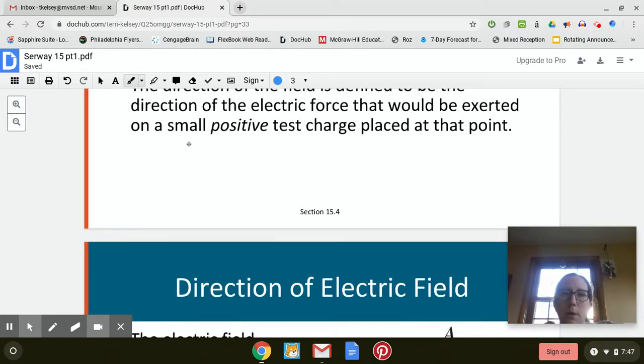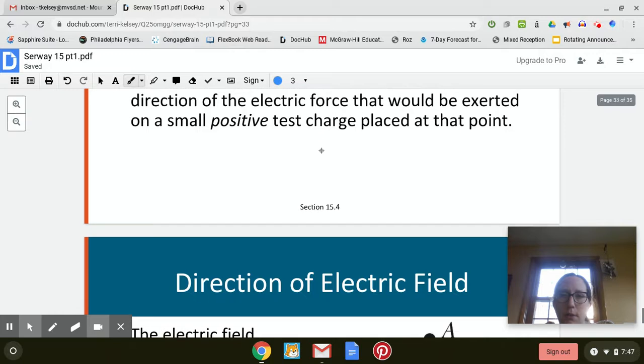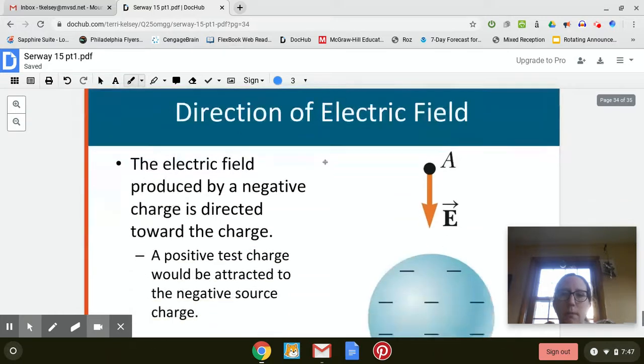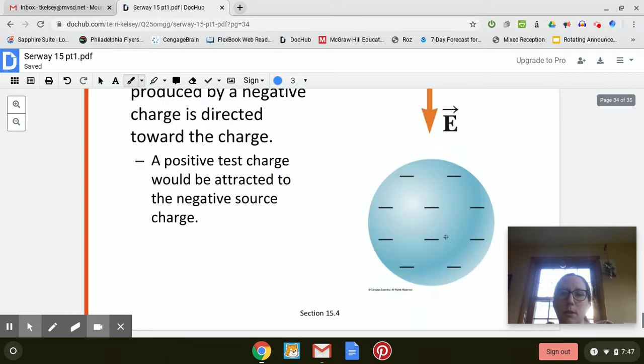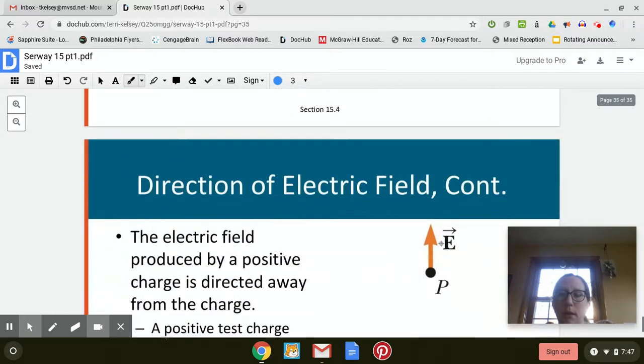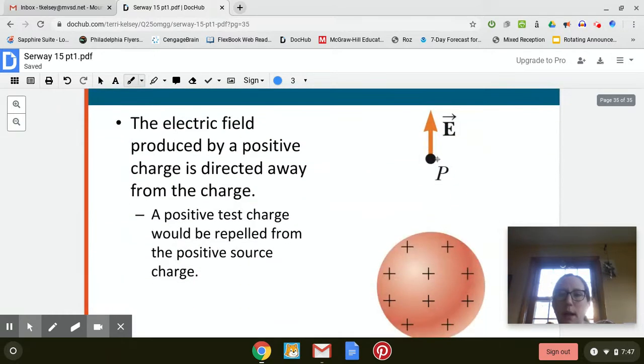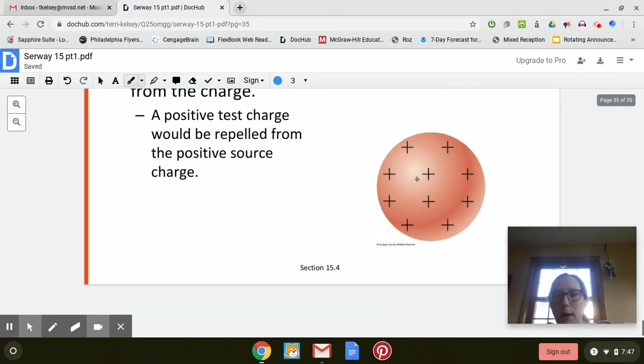For some reason, we always use positive test charges. If I brought a positive test charge near this negative object, it would be pulled towards it because opposite charges attract. However, if I brought a positive test charge next to a large positive object, it would be repelled, so it would go away.